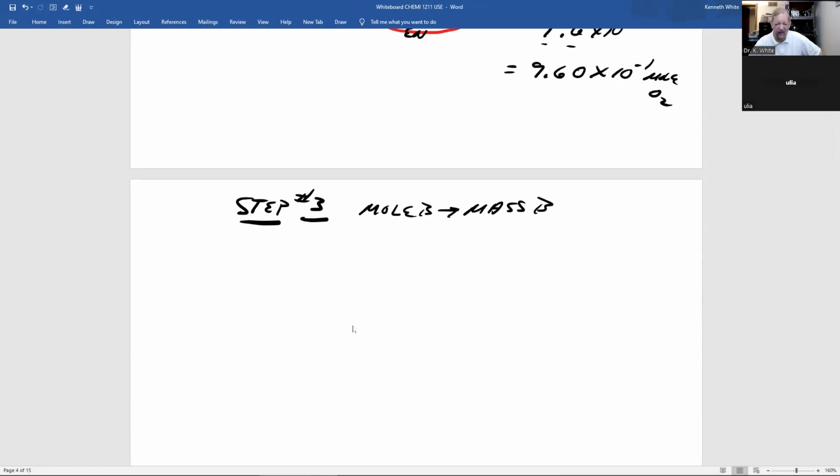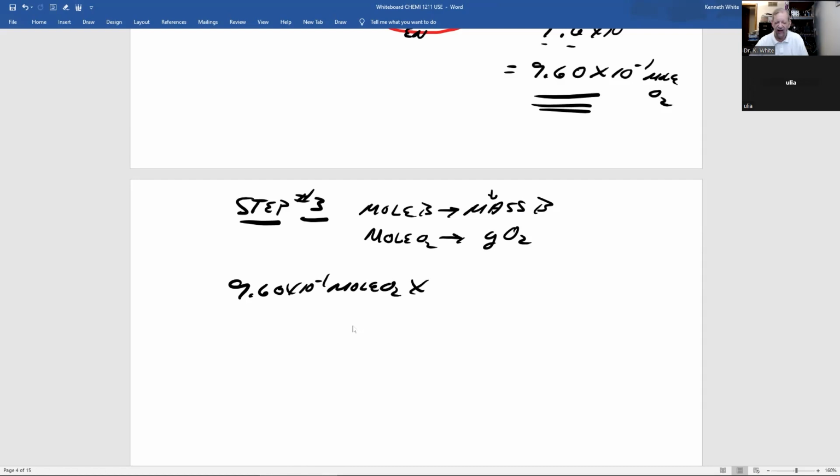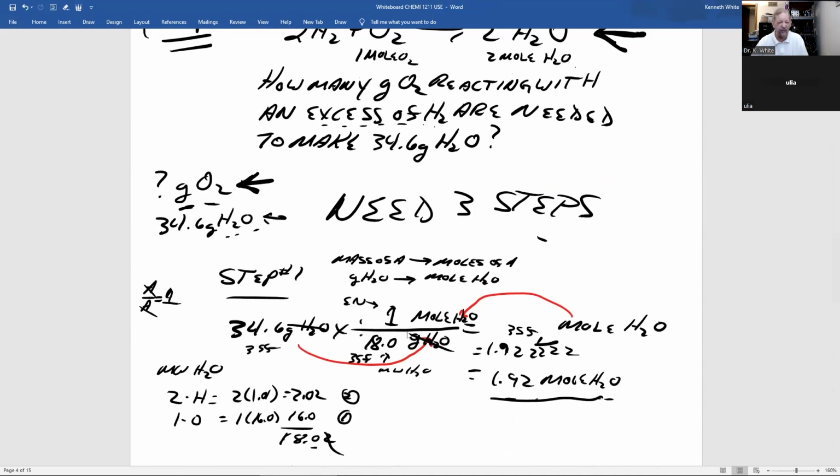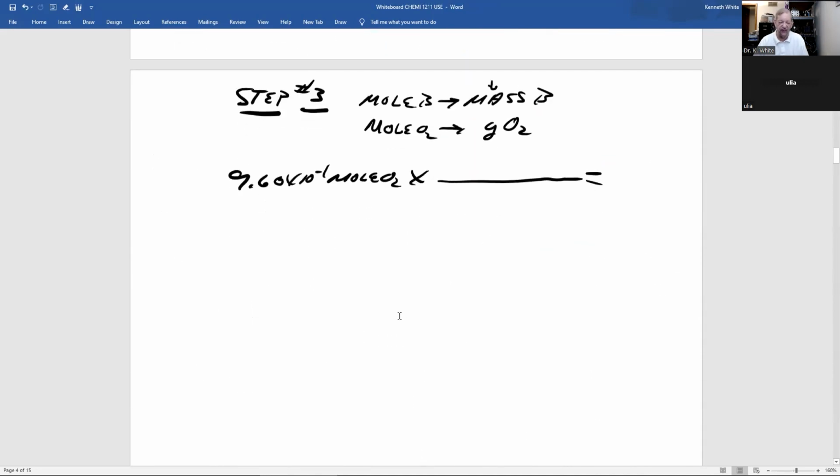And what that really means is, for this one, moles O2 to grams O2. Remember, mass means grams. So how do we do that? Well, good news. In step 2, we just calculated there's 9.60 times 10 to the -1 moles O2. And if we had a magic ratio, what units do we want our answer to be in? Right here, or we can go way up here again, and that's grams of O2, because step 3 gives you your final answer.